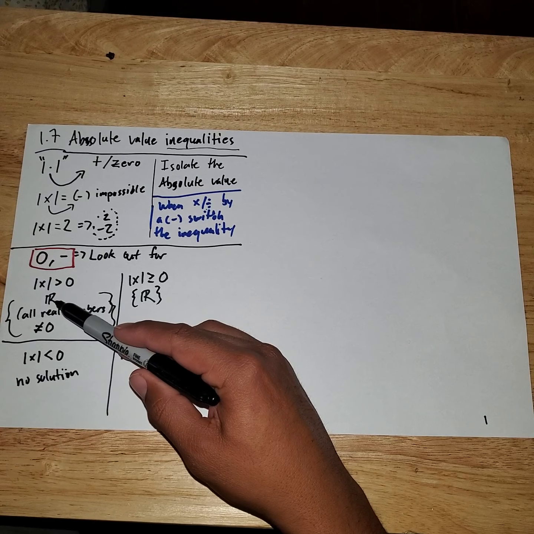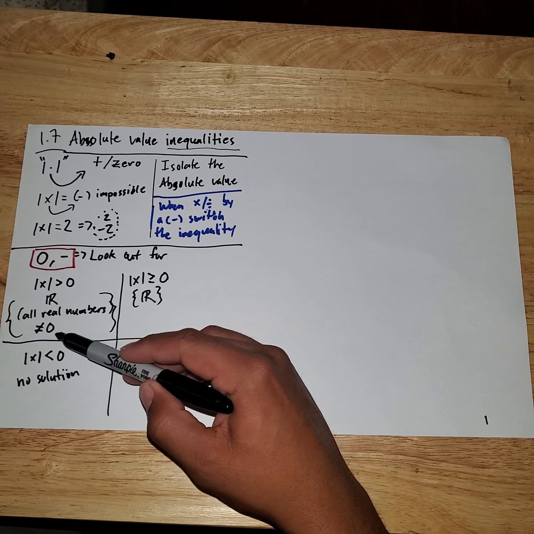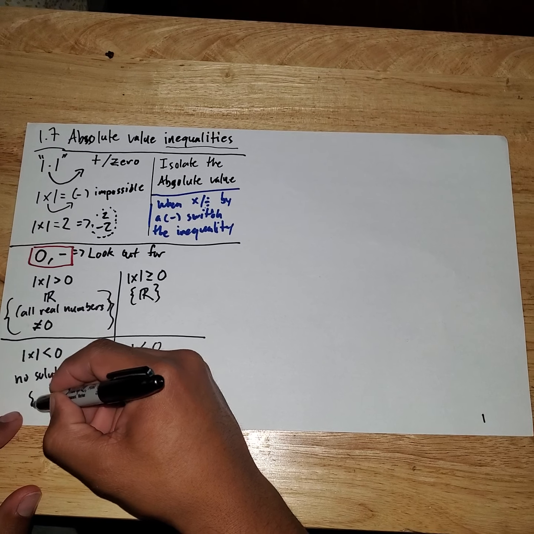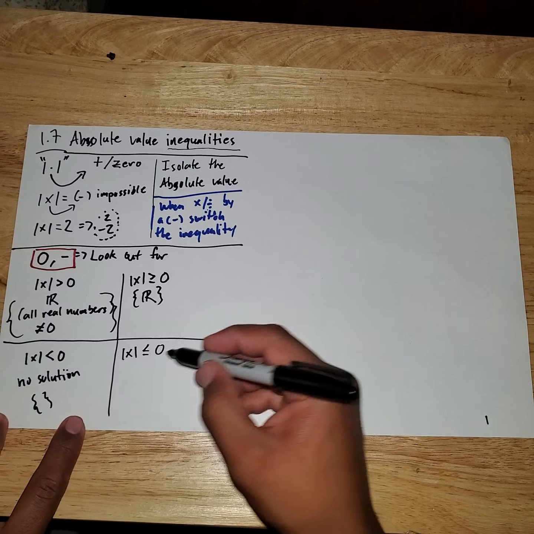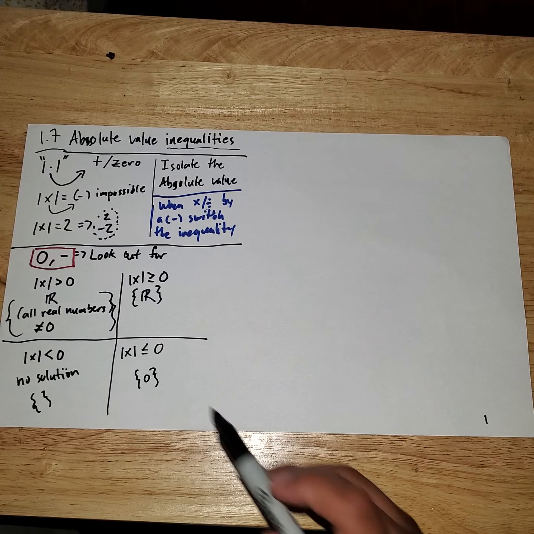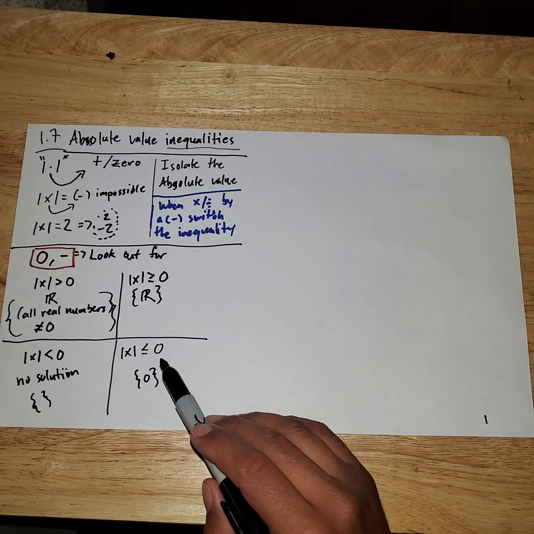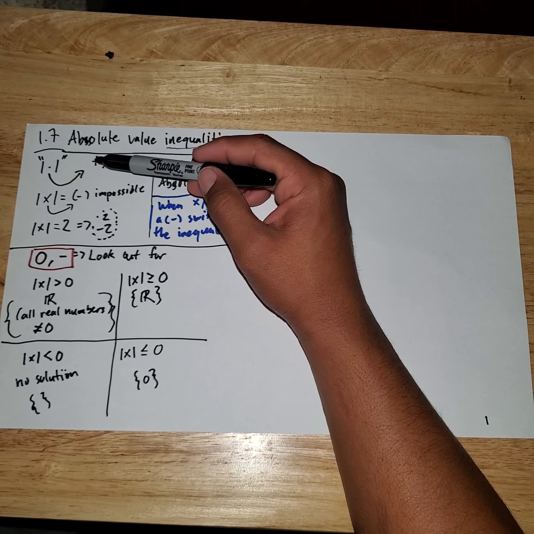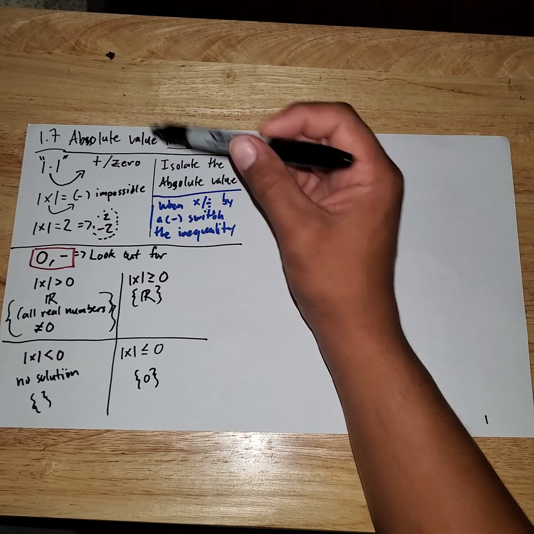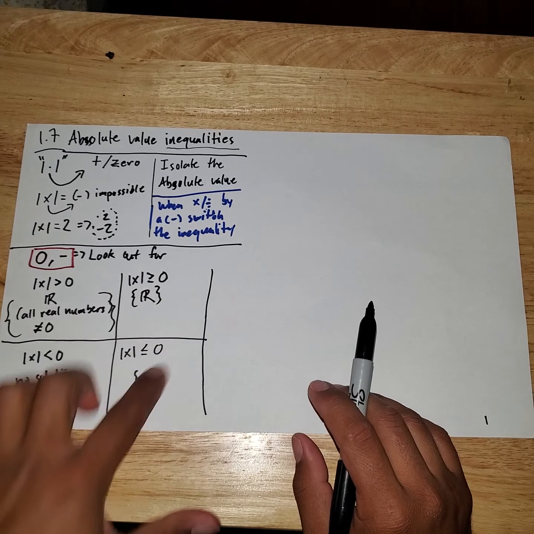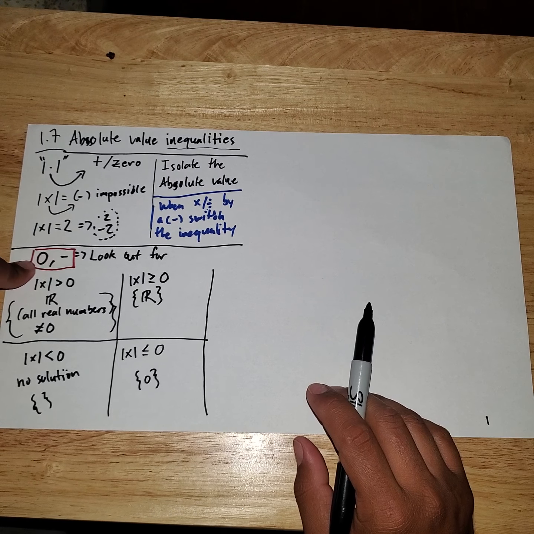Your whole solution here is all real numbers except 0. This has no solution, so you just leave these empty. And here the only solution is 0, because the only number that can be equal to 0 is 0. Because we know what comes out of the absolute value is a positive or 0. But now these are just 4 scenarios for 0.